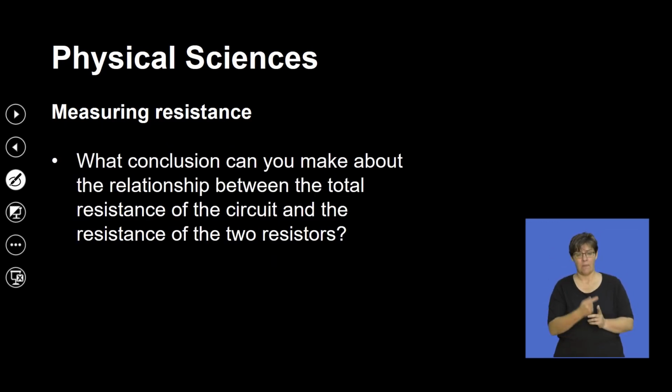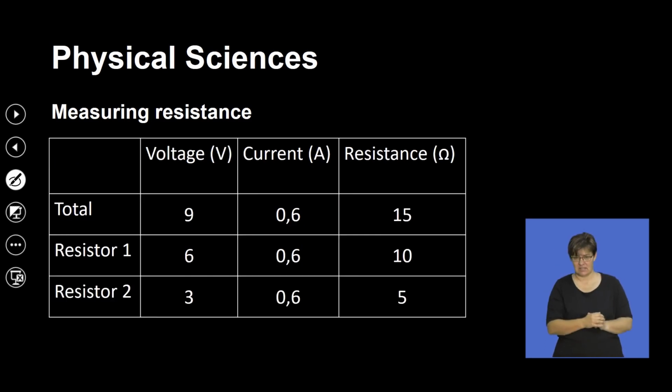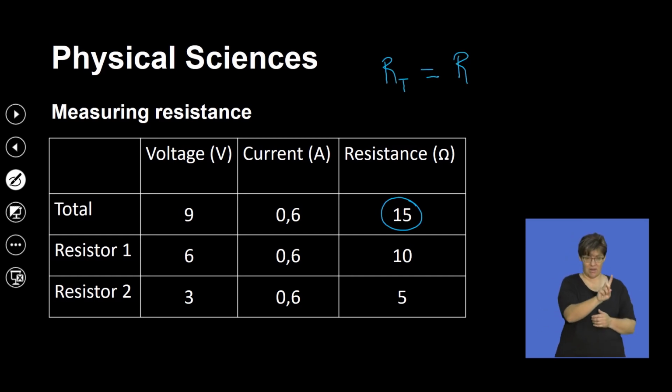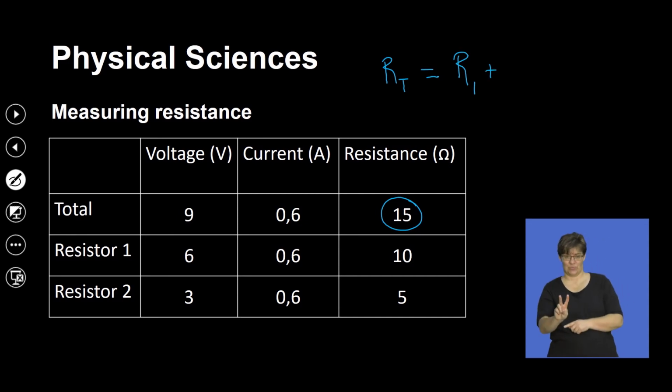We need to arrive at some sort of logical conclusion. Now, in terms of measuring resistance, what conclusion can you make about the relationship between the total resistance in a circuit and the resistance of the 2 resistors? It was straightforward. We had the 15. So this 15, which is the R total, actually comes from the sum of R1 and R2.